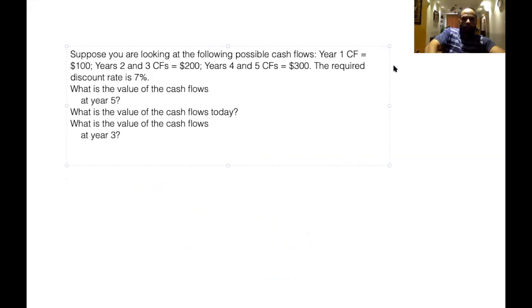So here is your question. It says suppose you are looking at the following possible cash flows. Year one cash flow 100, year two and three 200, 200, year four and five 300 and 300. The required discount rate is 7%.